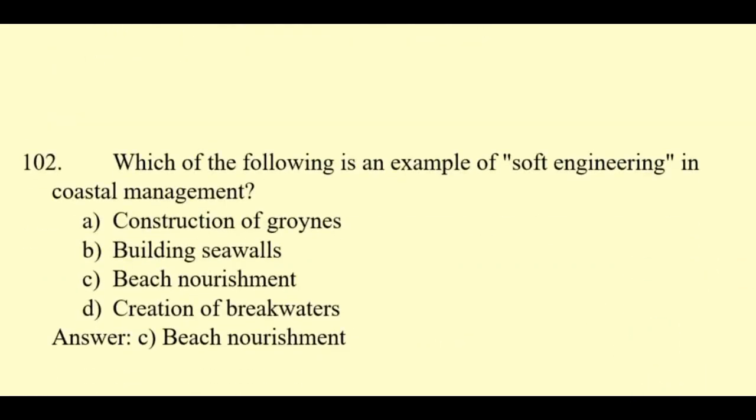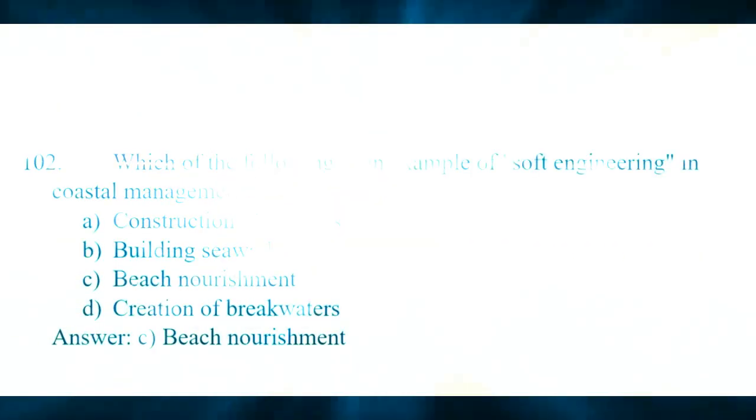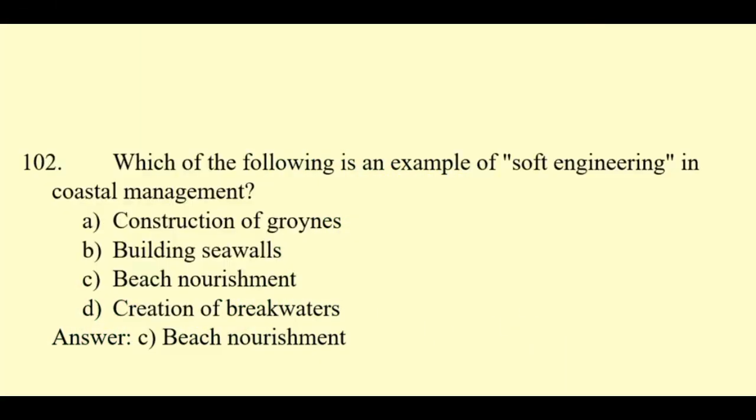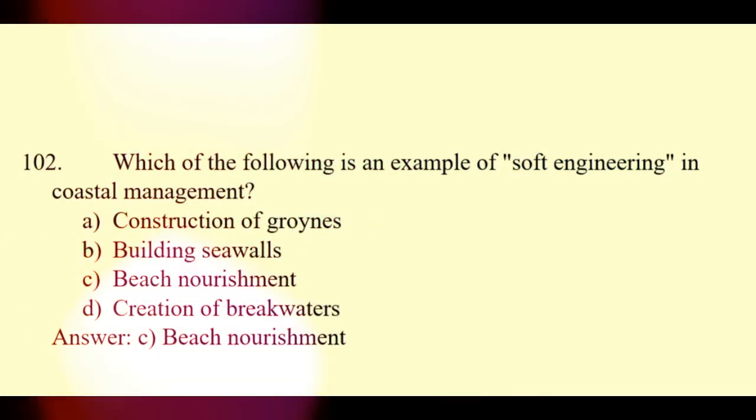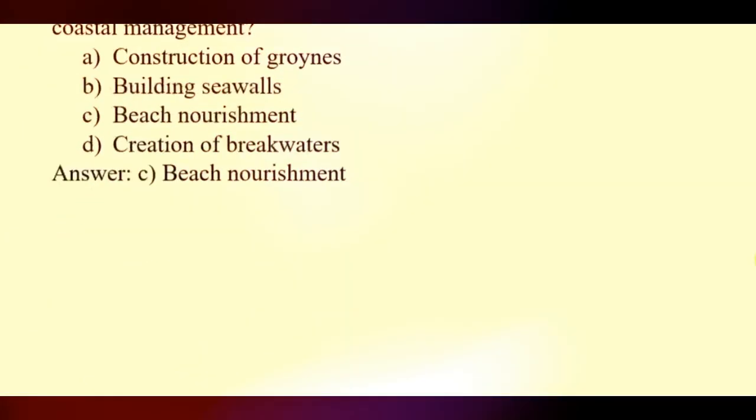Question number 102. Which of the following is an example of soft engineering in coastal management? Construction of groynes, building seawalls, beach nourishment, creation of breakwaters. The correct answer will be beach nourishment. Other options are hard engineering for coastal management.